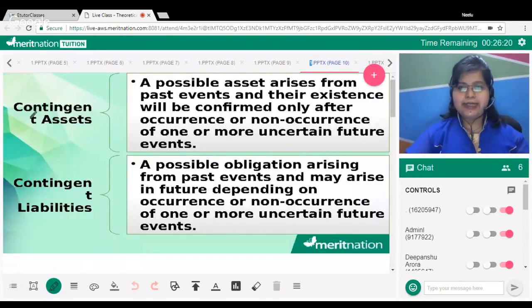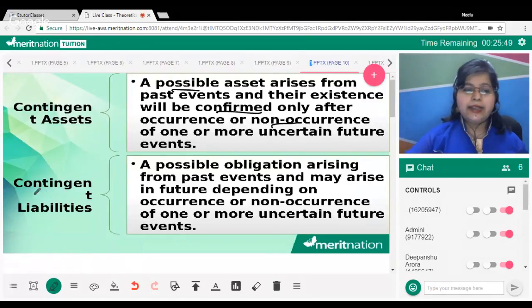Now, contingent assets and contingent liabilities. The word contingent means dependent on a future situation. So, contingent assets are all those things that may become assets in the future. It is a possible asset that arises from past events, and its existence will be confirmed only after the occurrence or non occurrence of one or more uncertain future events. And contingent liabilities are some amount of money that we may have to pay in the future. That is, it is a possible obligation.